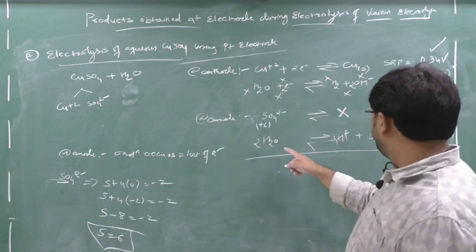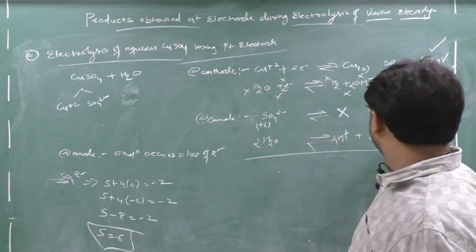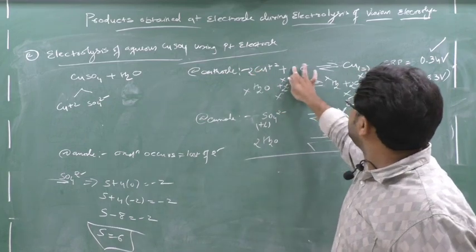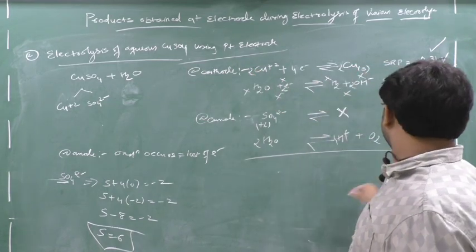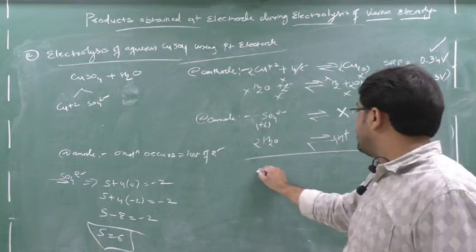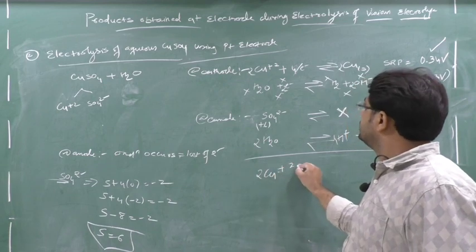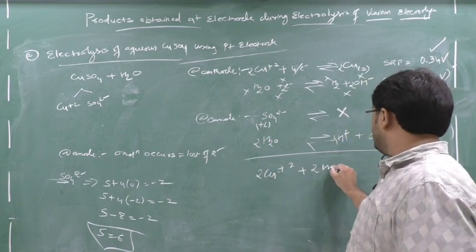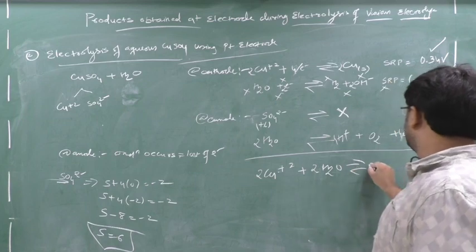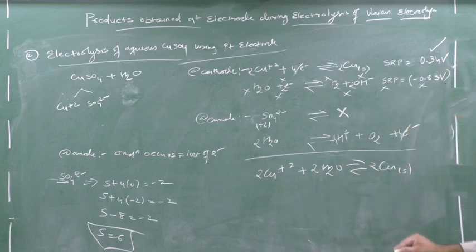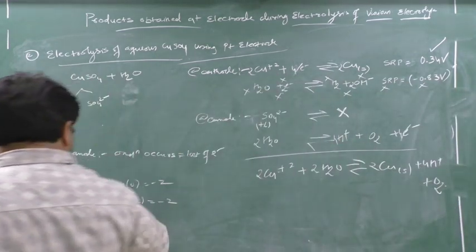So, how many electrons are there? 4. So we will multiply the copper reaction by 2; 2 twos are 4, so these 4 electrons get cancelled. The answer will be 2 Cu 2 plus plus 2 H2O gives 2 Cu solid plus 4 H plus plus O2. So we will see the products. Please write this down first.